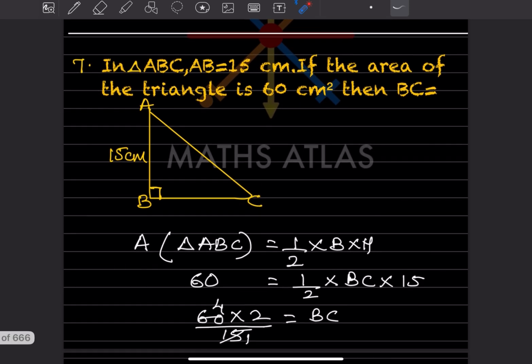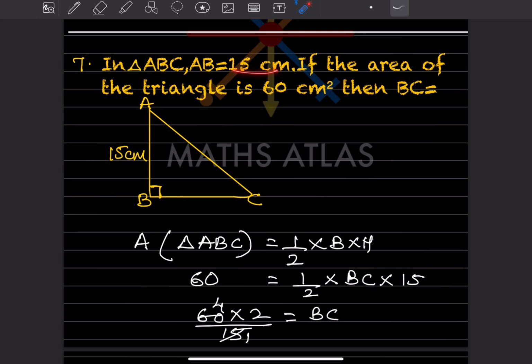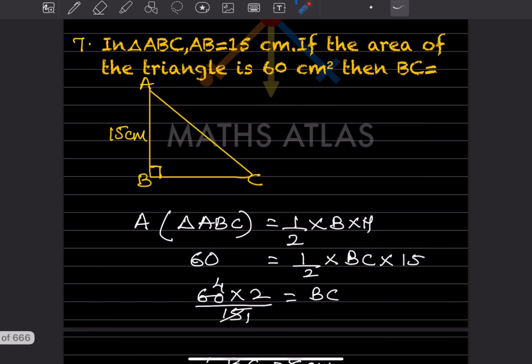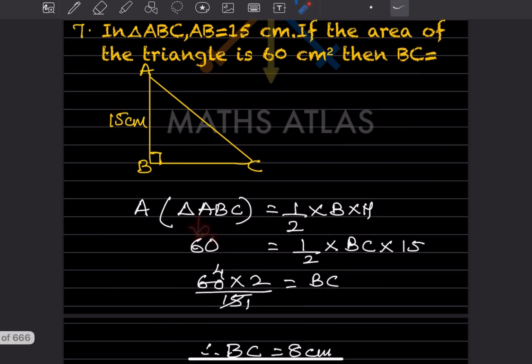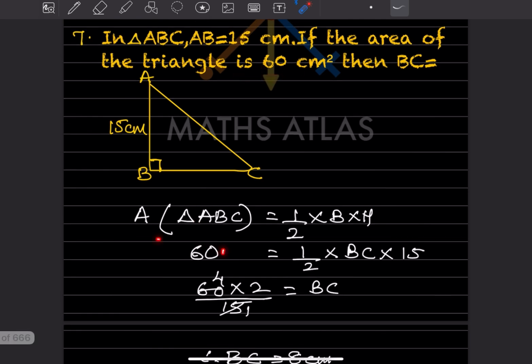In triangle ABC, AB is 15 centimeter, and if the area of the triangle is 60 centimeter square, then we want what is BC. So this figure is given. So AB is 15 centimeter and the area is given as 60 and we want this one. So we want the base. So now this is a right angle triangle. So the formula for the right angle triangle, area of triangle ABC, that will be half into base into height. So here what will you do now? That will be 60, because the area is 60 given. So below this you are going to write 60.